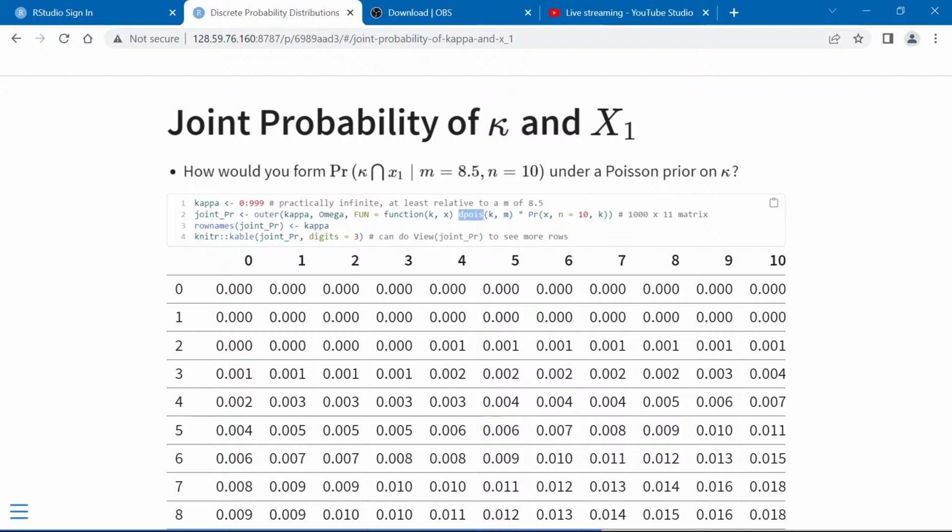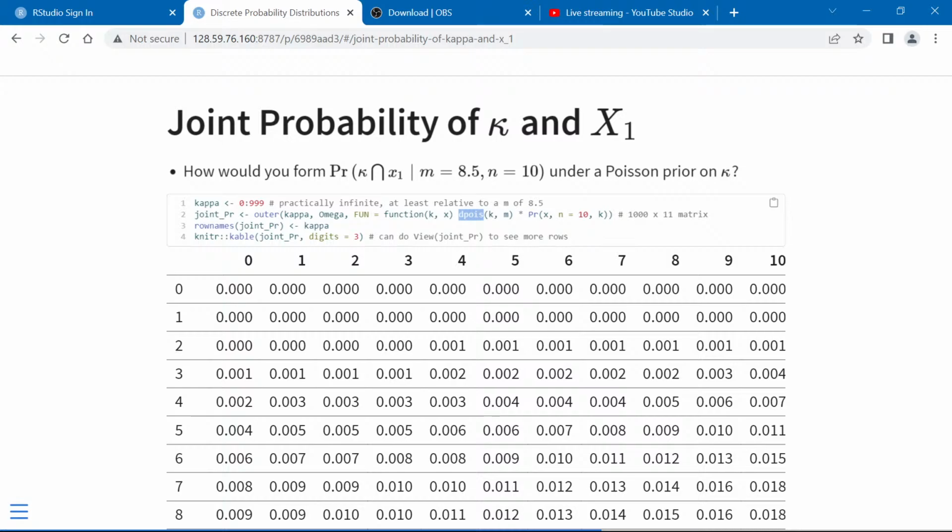And you can look at this if you do view of joint PR. I've only shown 8 rows here, but there's actually 1,000 of them. And there's 11 columns, which correspond to the elements of omega. These numbers are all really small. So the zeros that we have here in the first or second row, those aren't literally 0. They're just 0 to 3 decimal places. All of these are actually going to be positive numbers.